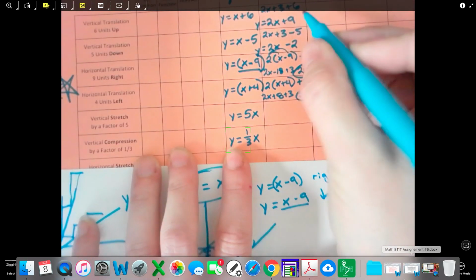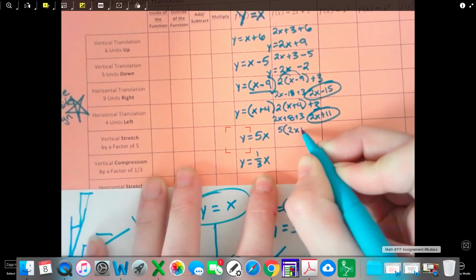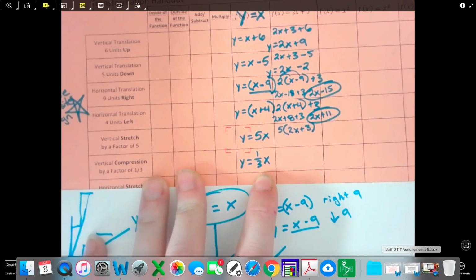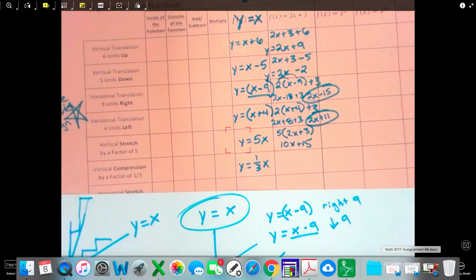So now if I start with the function 2x plus 3, it will be 5 times 2x plus 3. I'm multiplying the whole thing by 5, which really actually becomes 10x plus 15. Does that make sense when I distribute the 5?